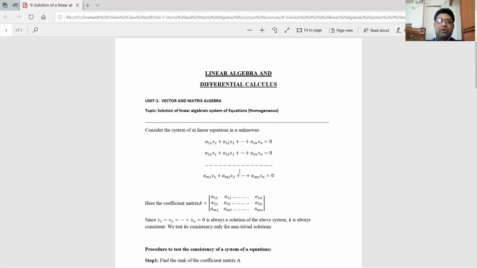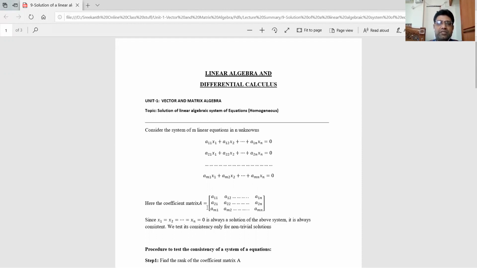Now, our intention is that we are searching for a non-trivial solution. x1, x2 and so on xn equals 0 is said to be a trivial solution, which by default always exists. But we are focusing on the non-trivial solution. For that purpose, what do we have to do?